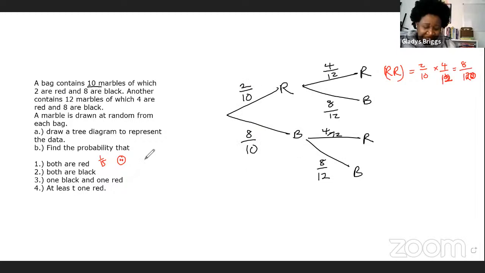Okay. All right then. And black would be 8 over 10 times 8 over 12, which is what? 64 over 120. How do we simplify that? What goes into that now? 8 over 15 for the second one. It's good. It's good.